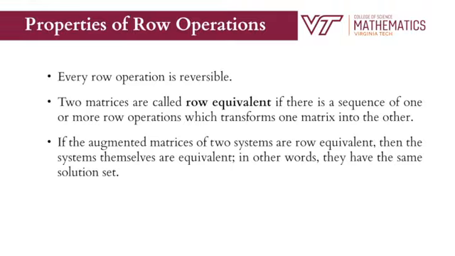2 matrices are called row equivalent if we can transform one matrix to the other using row operations. If the augmented matrices of 2 systems are row equivalent, then the systems have the same solution set. And this is the thing that we're going to make use of, is we're going to use linear row operations to transform a hard system of equations into an easy system of equations. But they will have the same solutions. I'll show you how that works when we get to an example.